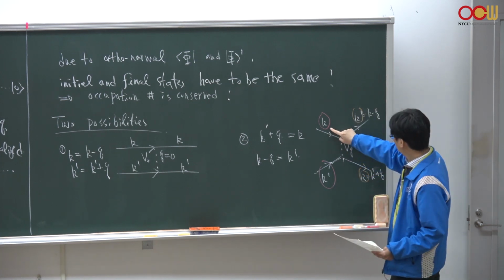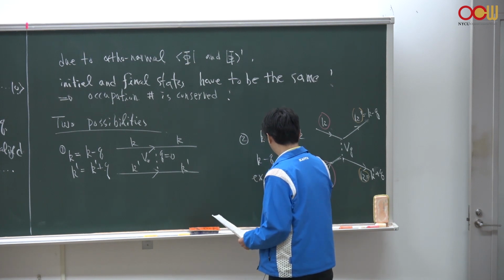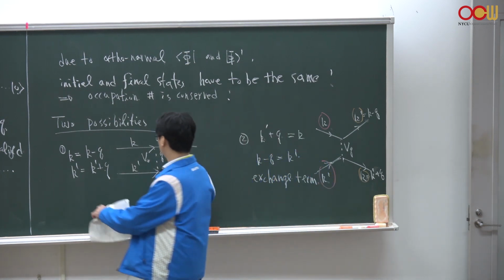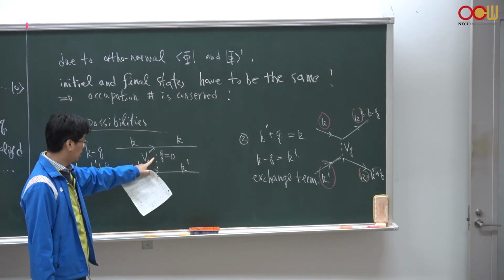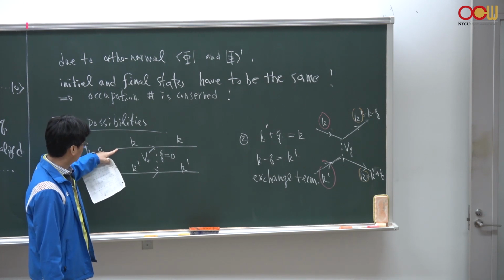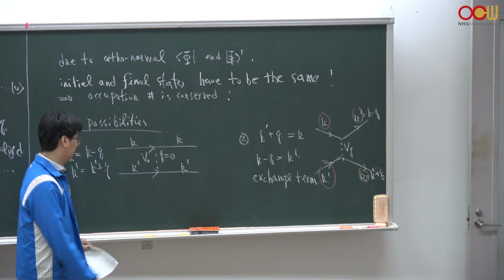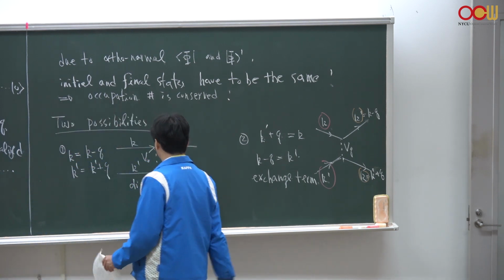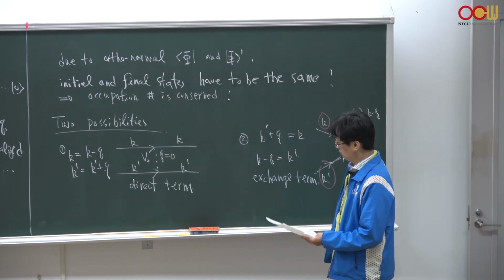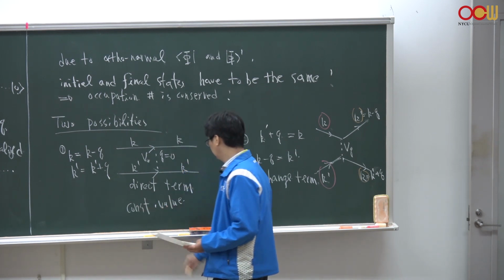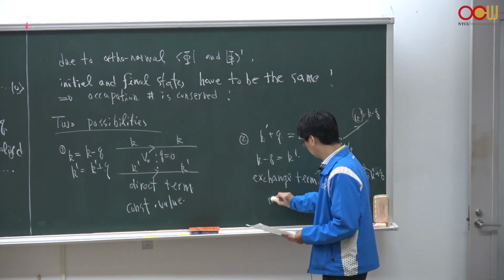So k becomes k prime and k prime becomes k. They get exchanged, so we call it the exchange term. And the first possibility is the direct term because there's no momentum transfer: this electron state is initially k and the final state is also k, and k prime is k prime. So it's called the direct term. The direct term leads to just a finite constant value, which we will evaluate next time. But the exchange term will lead to some non-trivial contributions.